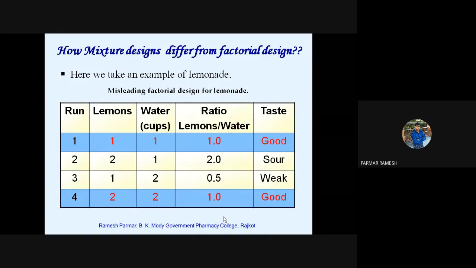But when we are using both of them at lower levels as well as at higher levels, the result is the same. That is, we are getting the same taste, because over here the result is not dependent on the absolute quantity of any excipient, but it is dependent on the ratio of lemon to water.